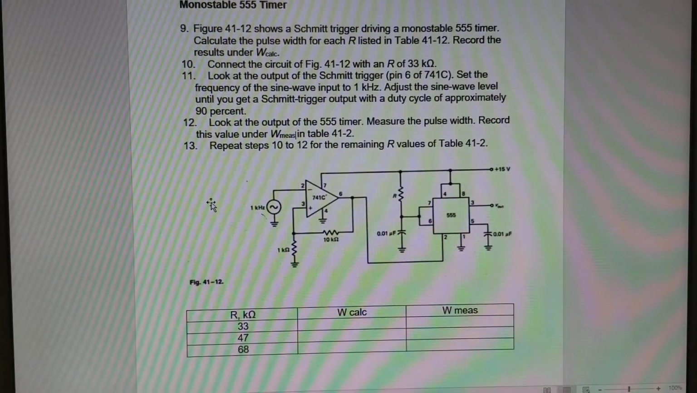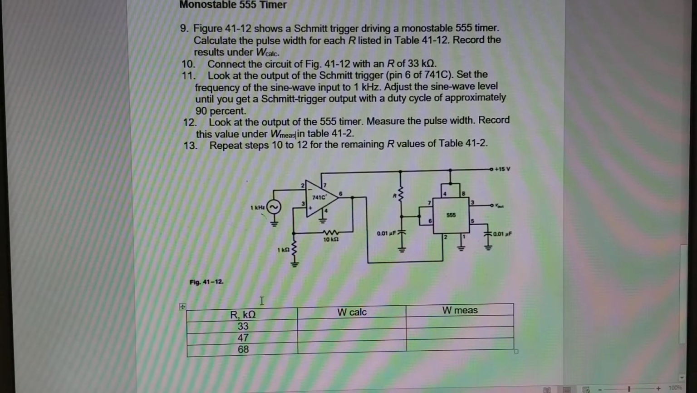So with step 9, we're going to look at figure 41-12, which shows the Schmitt trigger driving a monostable 555 timer. First thing we're going to do is calculate the pulse width for each resistor listed in table 41-2. We're going to record the results under width calculated.